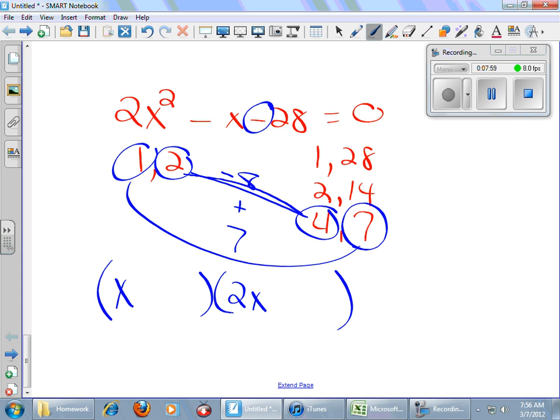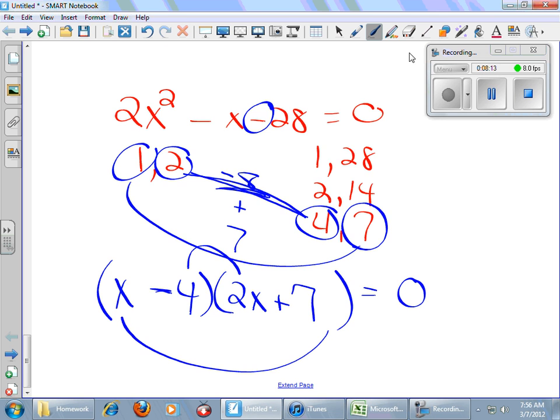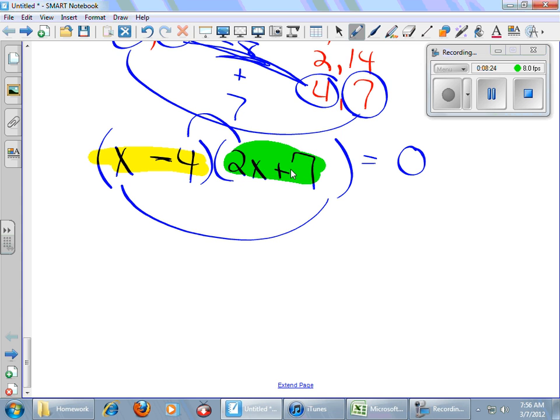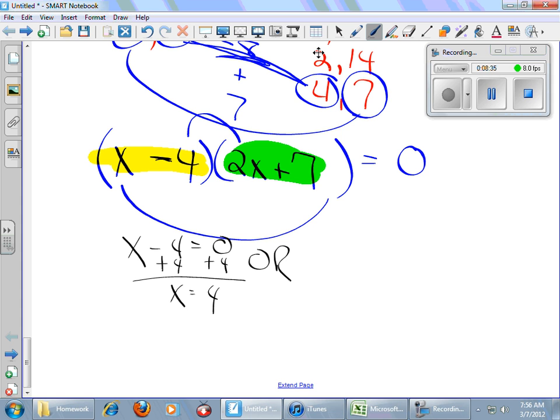And then the 2 got multiplied by the 4, so the 2 gets multiplied by the 4. The 8's negative, so the 4 is negative. The x gets multiplied by the 7, and it's positive. I need it equal to 0, so now I know that either this part or this part is 0. So I'll set them equal to 0 and then solve. x minus 4 equals 0. If I add 4 to each side, I'll get x equals 4. Or I get 2x plus 7 equals 0.